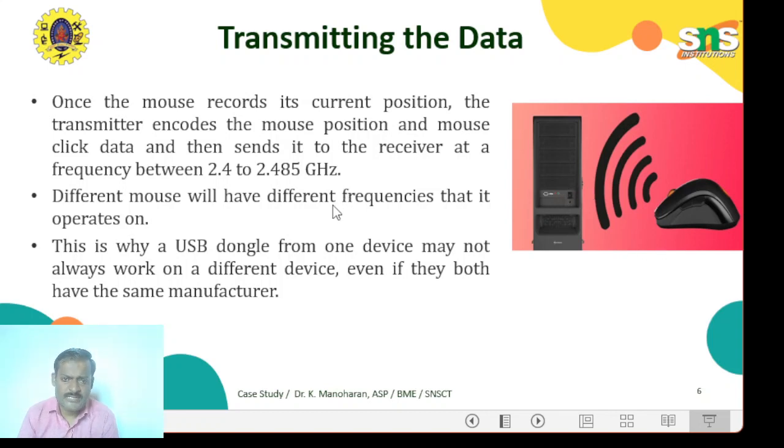Once the mouse records the current position, a transmitter encodes the mouse position. Encoding means that whenever you send data, we encode it, and on the receiving side it is decoded to identify the original information. It is sent in the frequency range between 2.4 GHz and 2.485 GHz. Different mice use different frequencies to operate. That's why a mouse used with some other dongle won't work, because each has a different operating frequency.